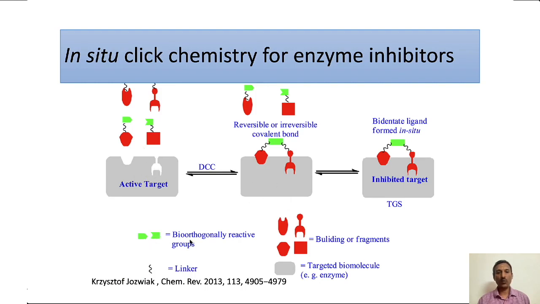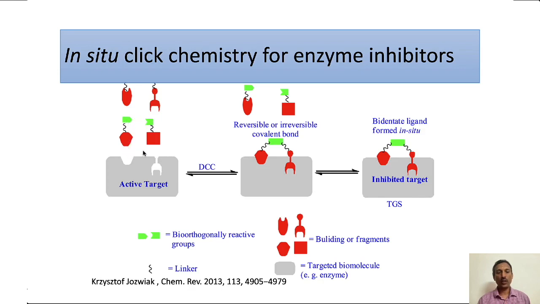So, as the green one, the bioorthogonally reactive groups can be used to condense either reversibly or irreversibly to form a covalent bond, or a bidentate ligand can also be used. So, these are some of the ways by which we can actually couple two things together. This line is the linker which connects the building blocks or the fragments to our bioorthogonal reactive functionalities. So, this is the crucial thing.